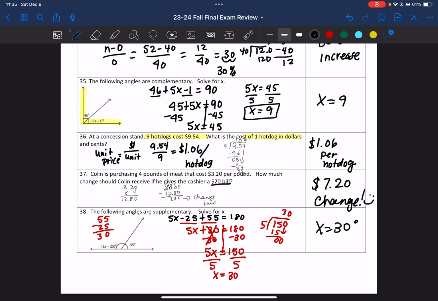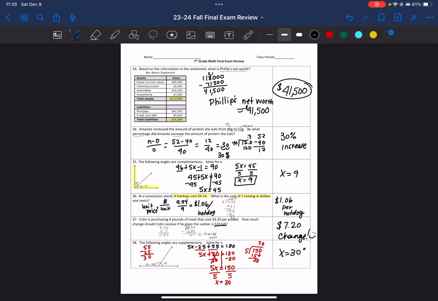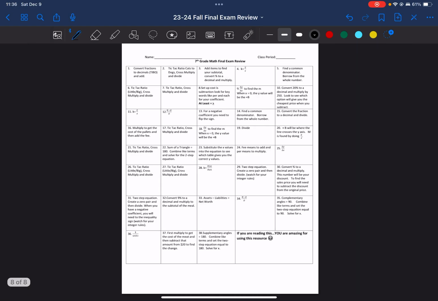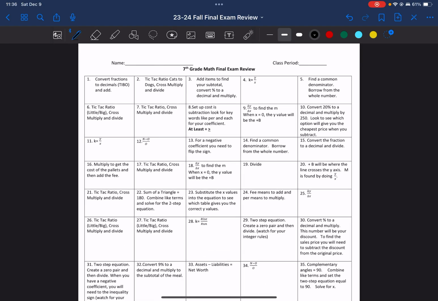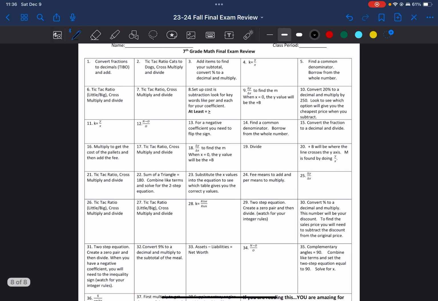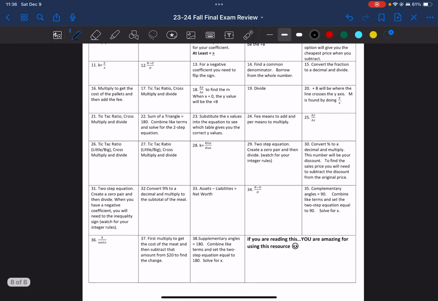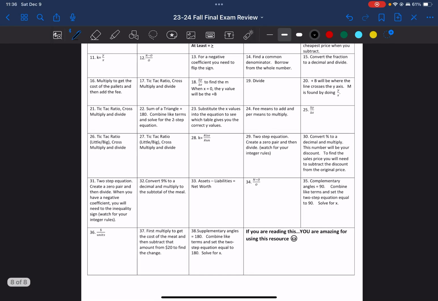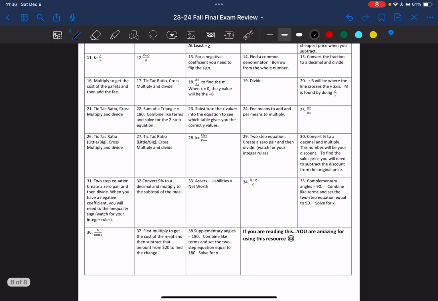Okay. All right. Let's go on to the last page. I'm just going to go through it quickly. So here, ooh. Okay, so all of this is information that can help you, okay? So, if you're reading this, you are amazing for using this resource.